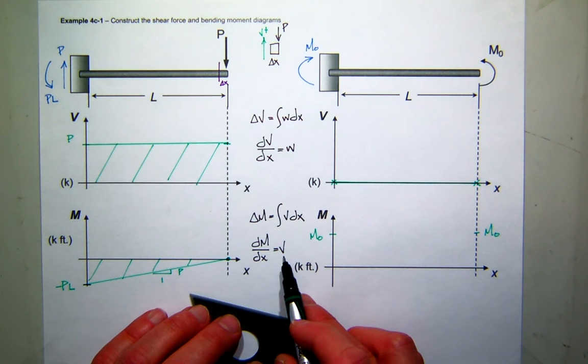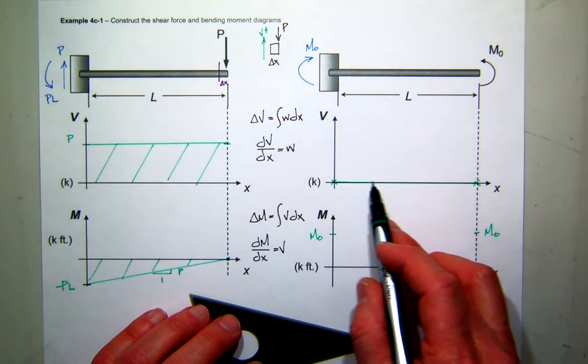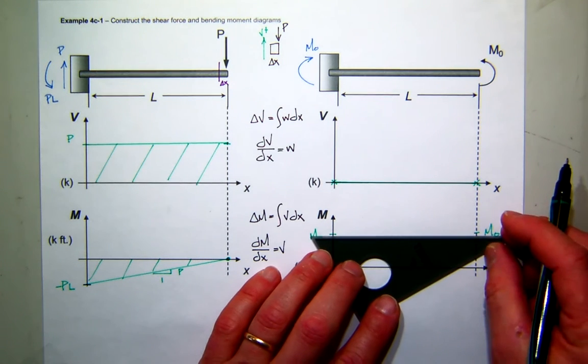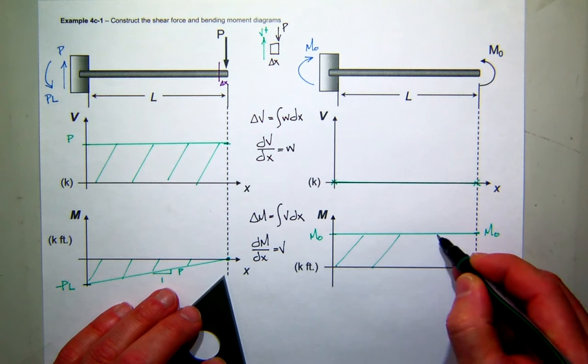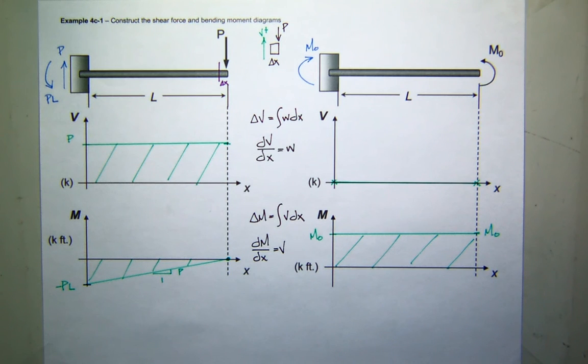The slope of the moment diagram is the shear. What's the value of the shear everywhere? 0. So everywhere I have 0 slope, so you get constant moment. So where's the moment maximum? It's everywhere. And what's its value? M naught. There's no shear. Okay, those are pretty easy, so I'll stop here and we'll get some that are a little more challenging.